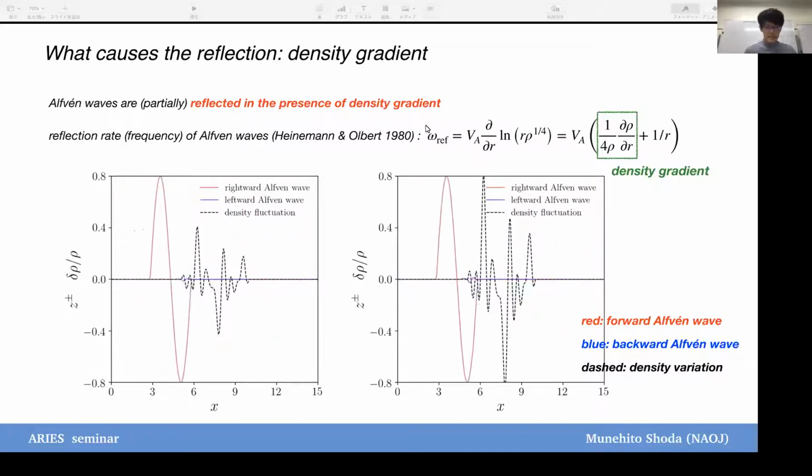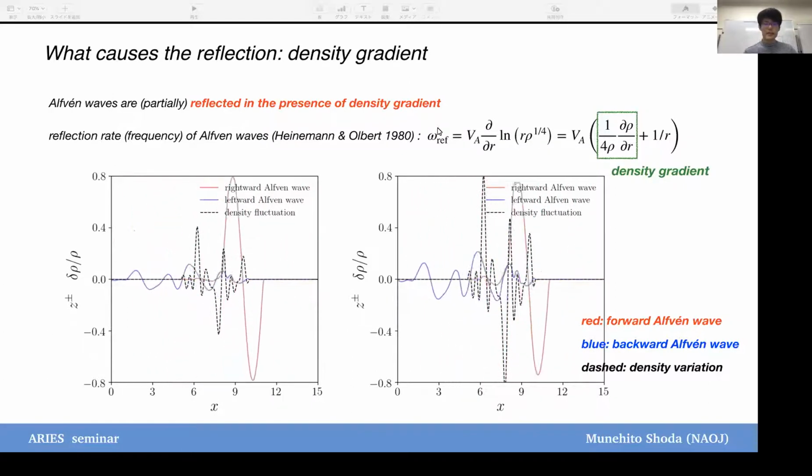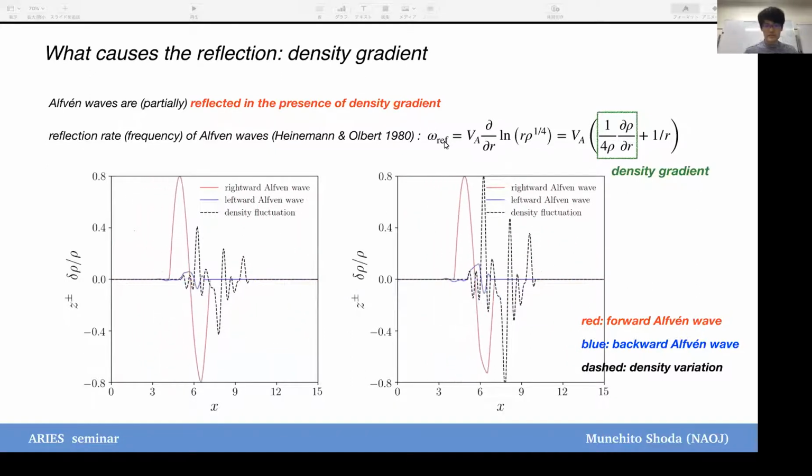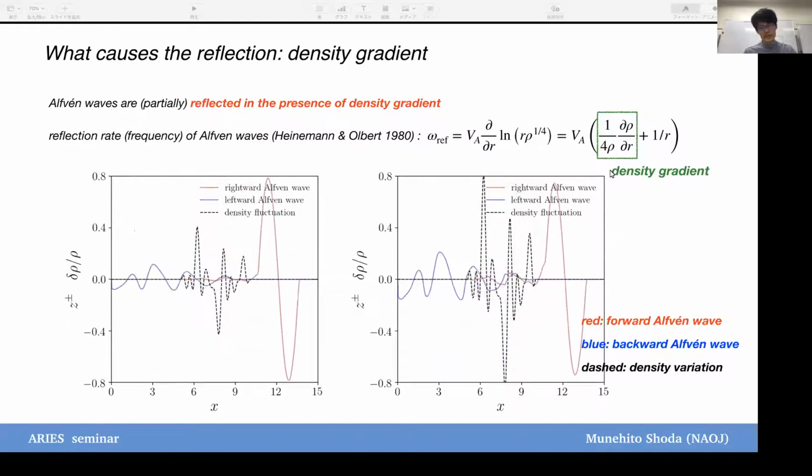So this equation shows the reflection rate or reflection cutoff frequency of Alfvén waves. And you can clearly see that the cutoff frequency or reflection frequency is proportional to the density gradient, or more exactly speaking, the scale height of the density.